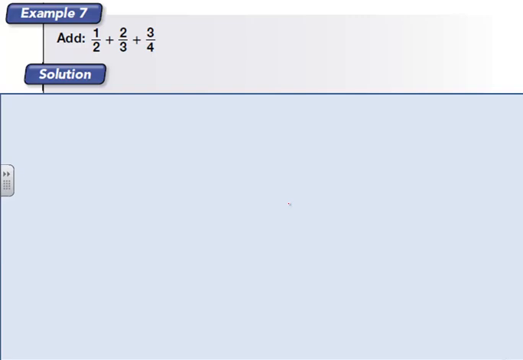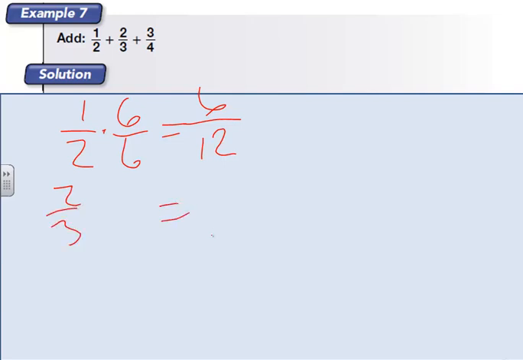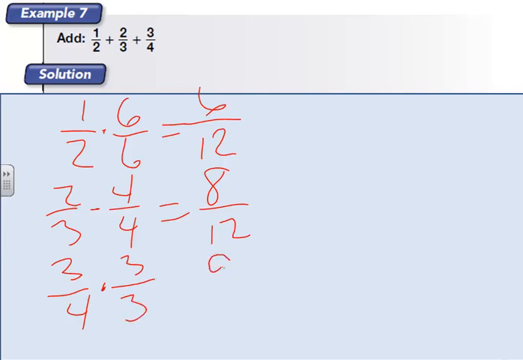All right, first thing we have to do is get our common denominator of 12. So what times 1/2 equals 12? It's 6/6. So 6 times 1 is 6, and 6 times 2 is 12. So we have 6/12. And what times 2/3 is going to equal our 12? That's going to be 4/4, so we get 8/12 there. 4 times 2 is 8. And then our 3/4, we need to multiply by 3/3, and we get 9/12.